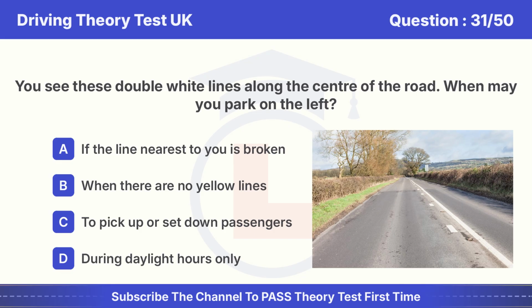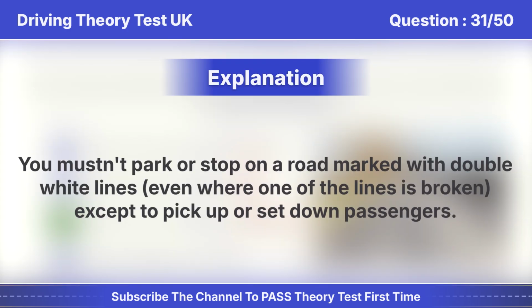Question 31. You see these double white lines along the center of the road. When may you park on the left? Answer is C. To pick up or set down passengers. You mustn't park or stop on a road marked with double white lines, even where one of the lines is broken, except to pick up or set down passengers.